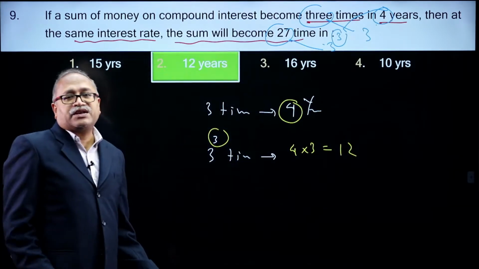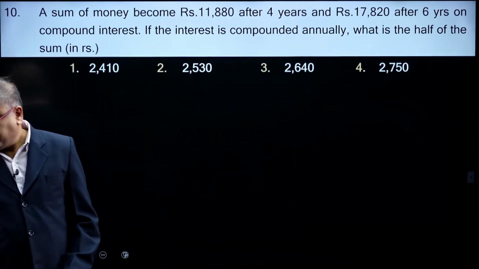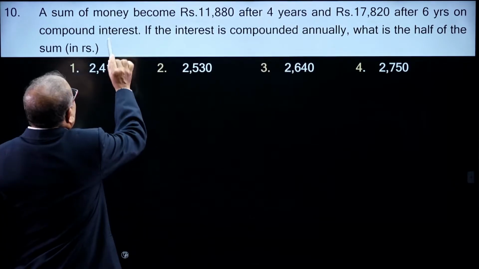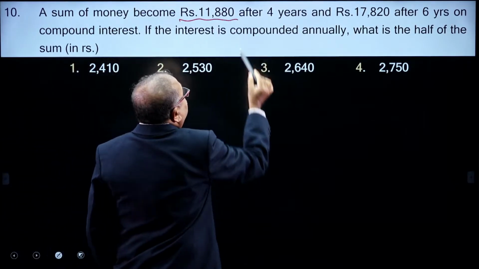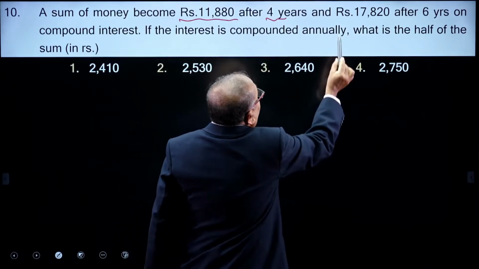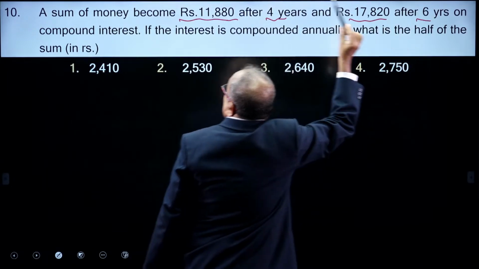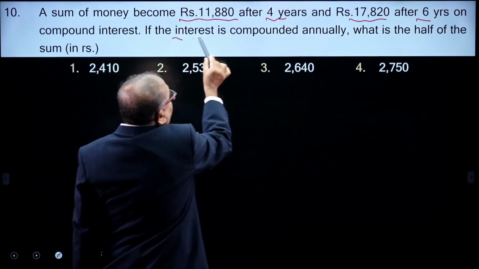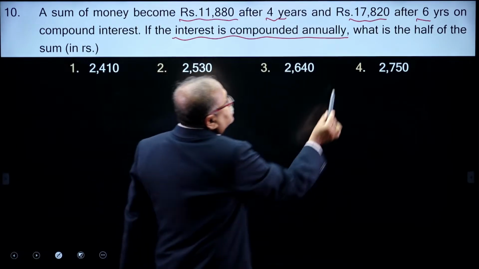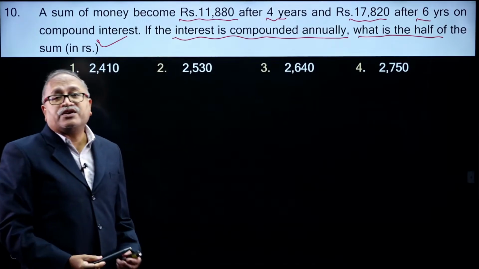Okay, my dear friends, let us take the next question. What is this question? A sum of money becomes 11,880 in 4 years, that means this is the amount, and 17,820 in 6 years, on compound interest, if the interest is compounded annually. The rate of interest is not given. So what is half of this sum?